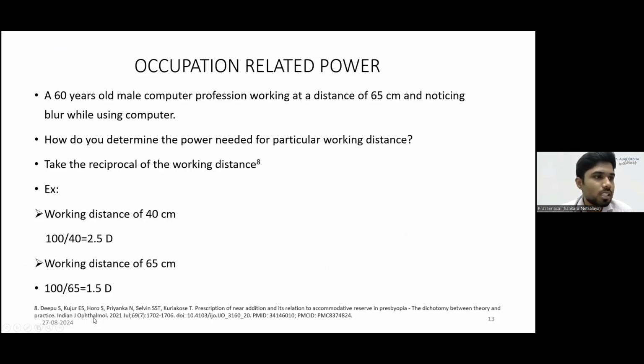So if a person, a 60-year-old male computer professional working at a distance of 65 centimeters, is noticing blurred vision, we can determine that power by measuring the working distance from the eye to the working level the patient needs.